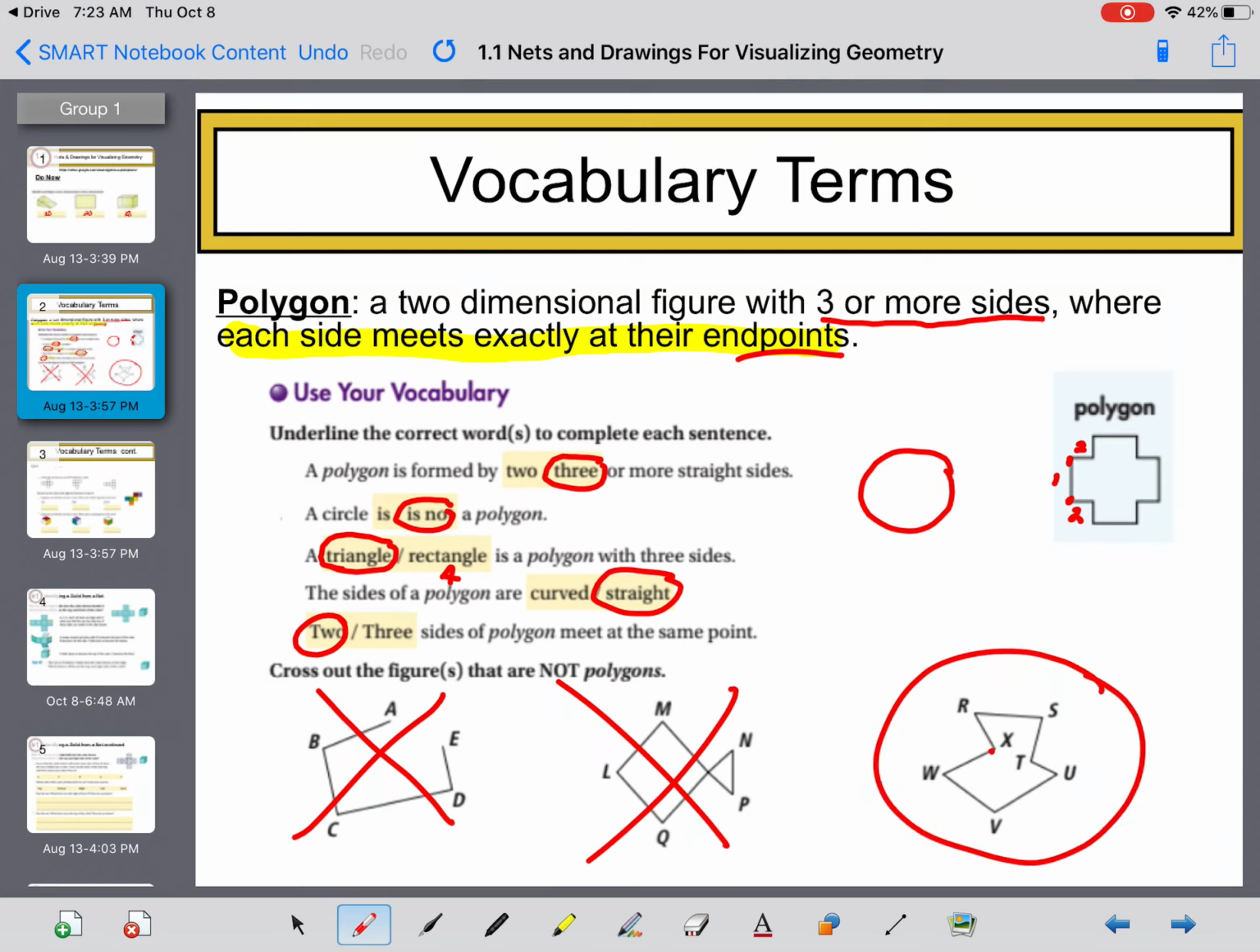Your last figure is the only good one, okay? All of the sides meet at their endpoints. It's got three or more sides. So that's the definition of a polygon.